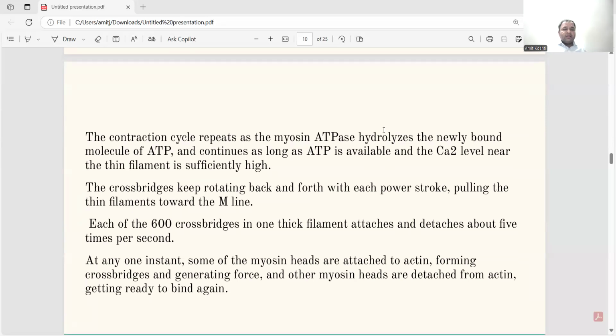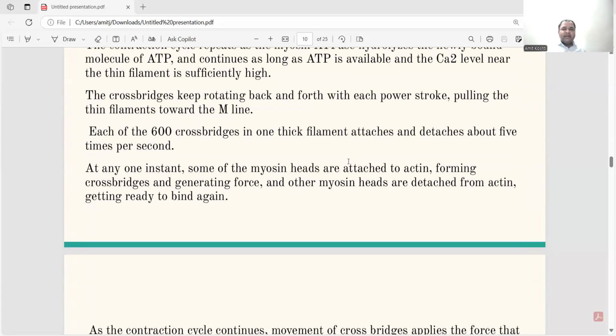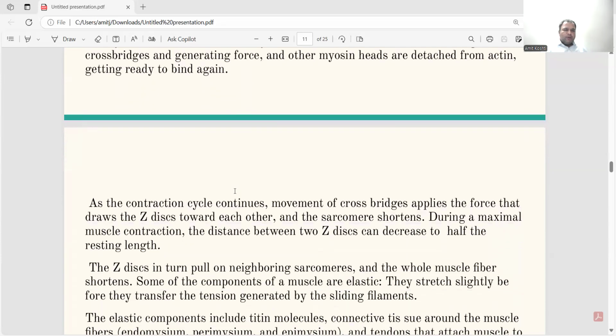At any one instant, some of the myosin heads are attached to actin, forming the cross bridge and generating force. Other myosin heads are detached from the actin, getting ready to bind again. So at any particular point, certain molecules are attached and certain remain detached. Constantly they are pulling the actin molecules.